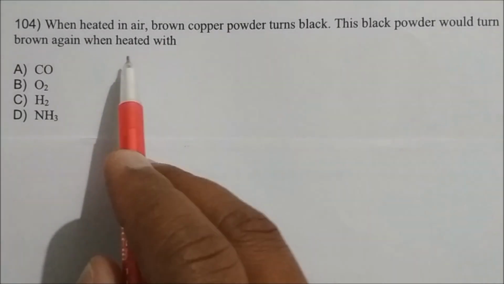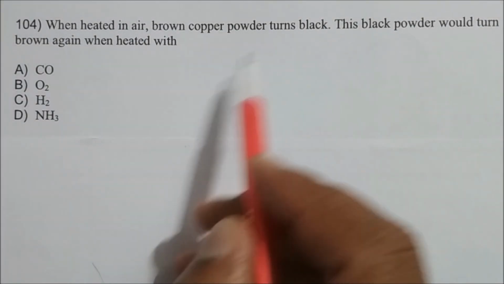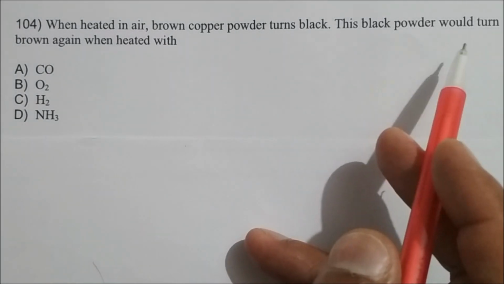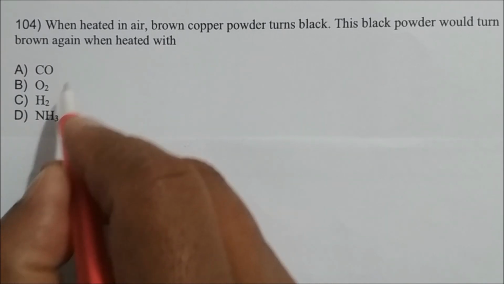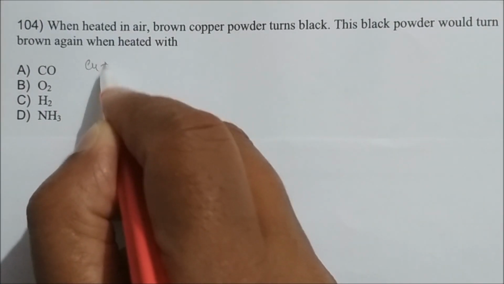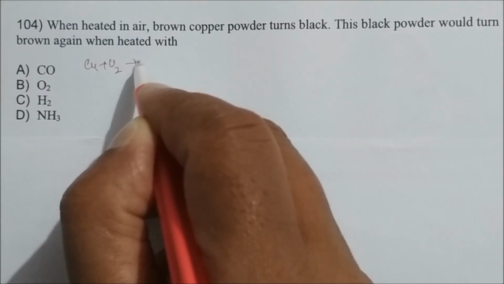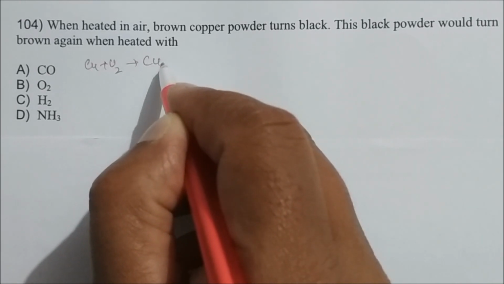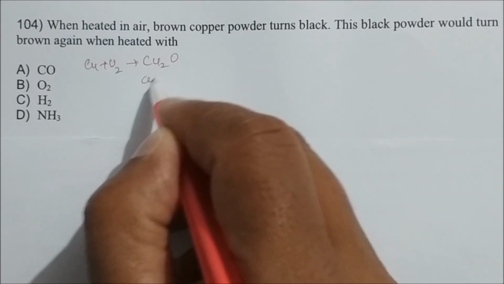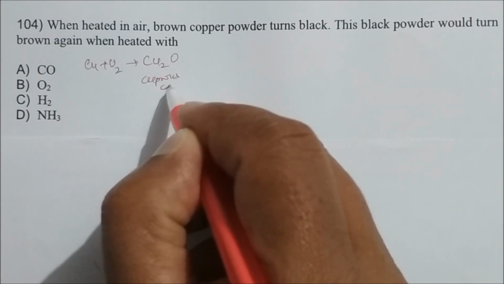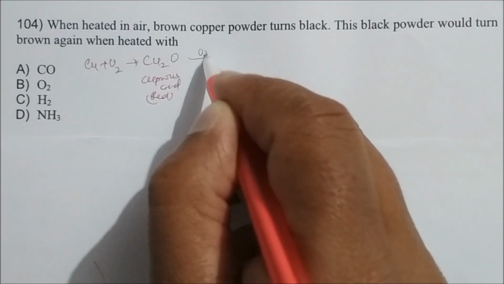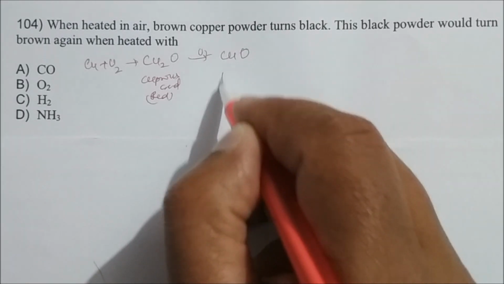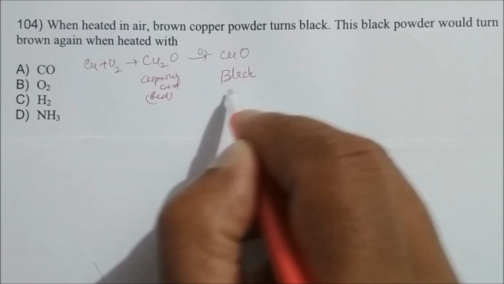When heated in air, brown copper powder turns black. This black powder would turn brown again when heated with what? Let us see this reaction. Copper reacts with oxygen. On reaction with oxygen, it will first form Cu2O, which is cuprous oxide, and this cuprous oxide is red in color. If you give further oxygen, it becomes CuO, which is black in color.